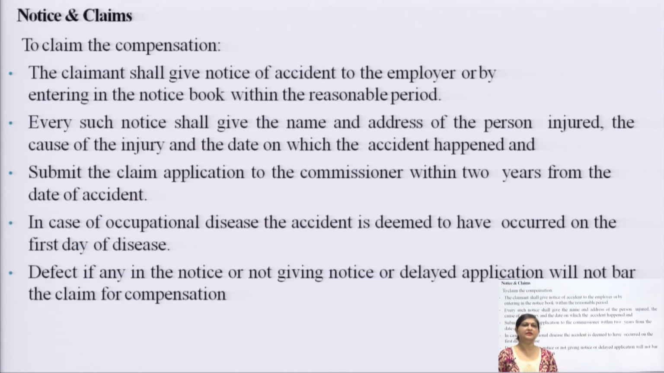Now, notices and claims. To claim the compensation, the claimant shall give notice of the accident to the employer, or enter it in the notice book, within a reasonable time. Every such notice shall give the name and address of the person injured, the cause of injury, and the date on which the accident happened, and the claim application must be submitted to the commissioner within 2 years from the date of accident. In case of occupational disease, the accident is deemed to have occurred on the first day of disease. A defect, if any, in the notice, or not giving notice, or a delayed application will not bar the claim for compensation.